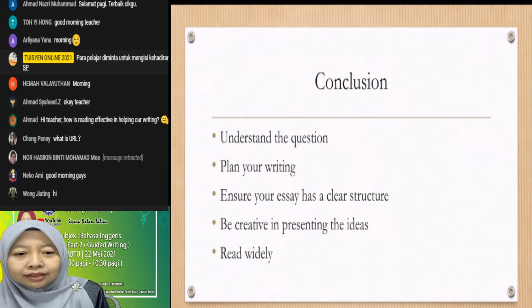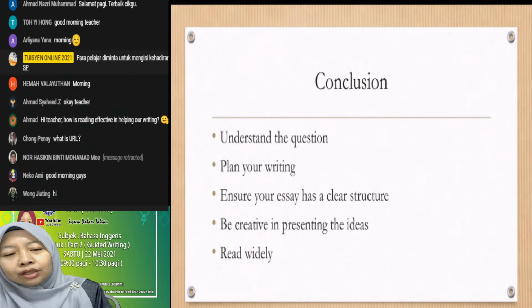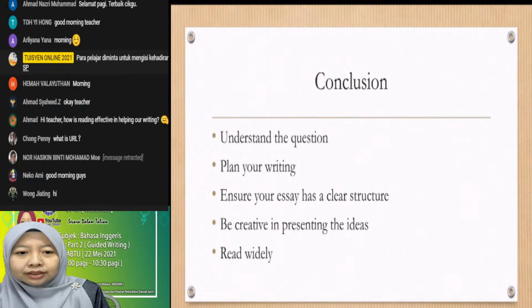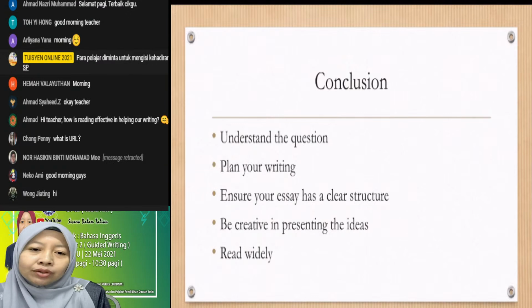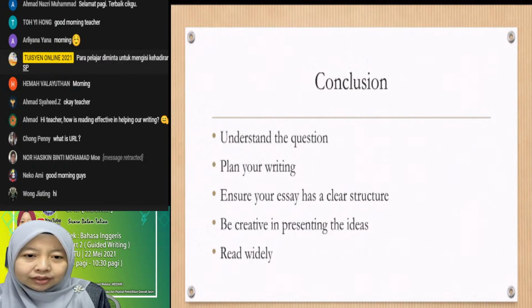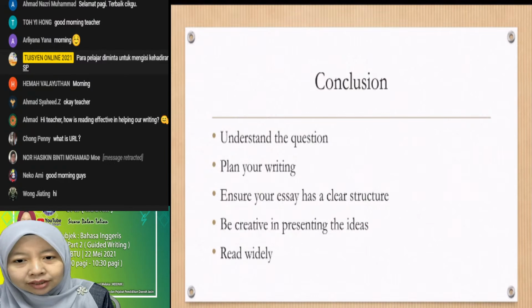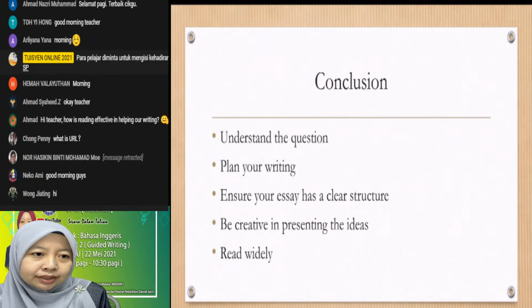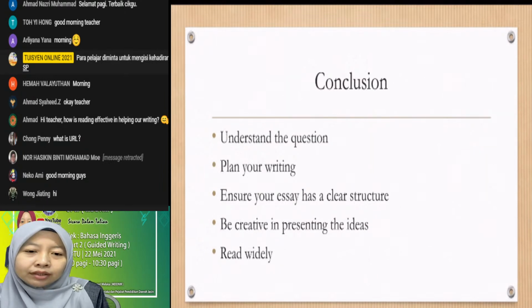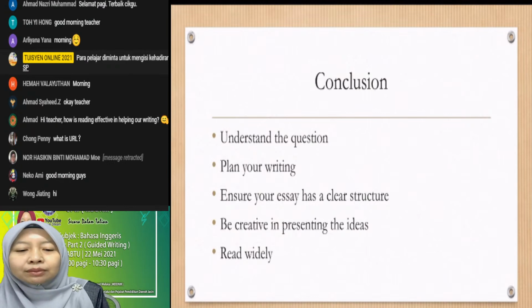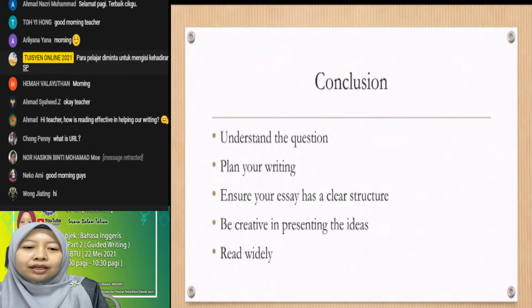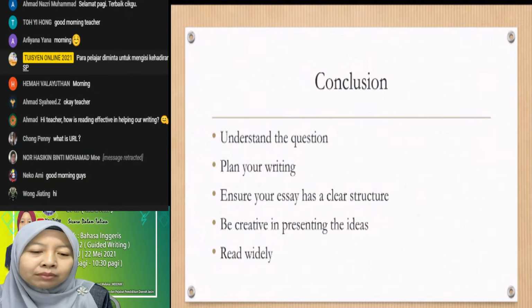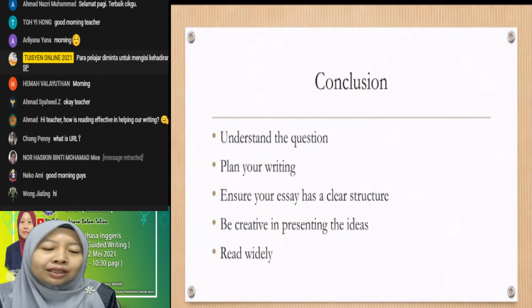Okay, and then with the guidance of the keywords that you have highlighted or underlined, you can use them to plan your writing. And please ensure that your essay has a clear structure and a variety of sentence structures. Don't forget to be creative in presenting the ideas. Okay, how can you be creative? You use that 5 wives and 1 husband technique. Give examples. Okay, I have a problem using good vocab in my essay. What should I do? Read widely.